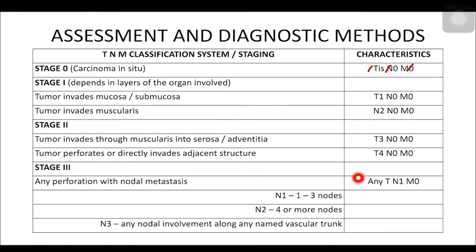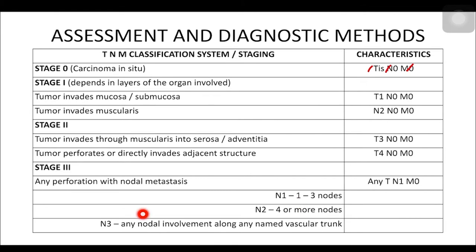Like I said earlier, for any tumor size, you have your nodule affectations. It's either nodule 1, or 1 to 3. Metastasis 0. Nodule 2, 2 or more nodes. And nodule 3, there is any nodule involvement along the vascular trunk.